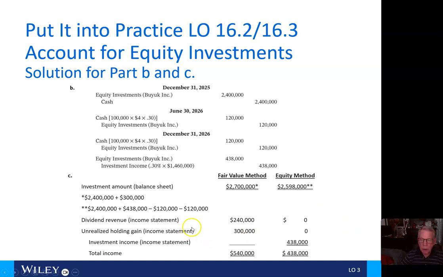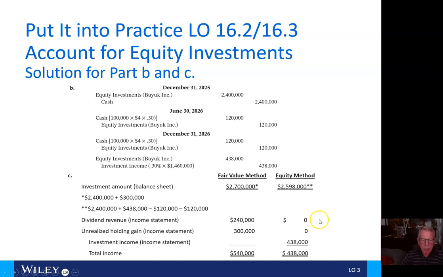2,598,000. So dividend revenue using the fair value method is going to be $240,000, and that's 120,000 times 2. And then the unrealized holding gain, which we calculated earlier, income statement account, 300,000. Total income, $540,000.